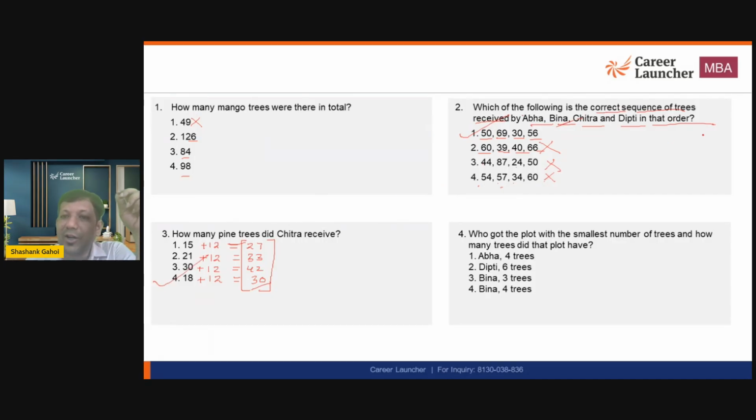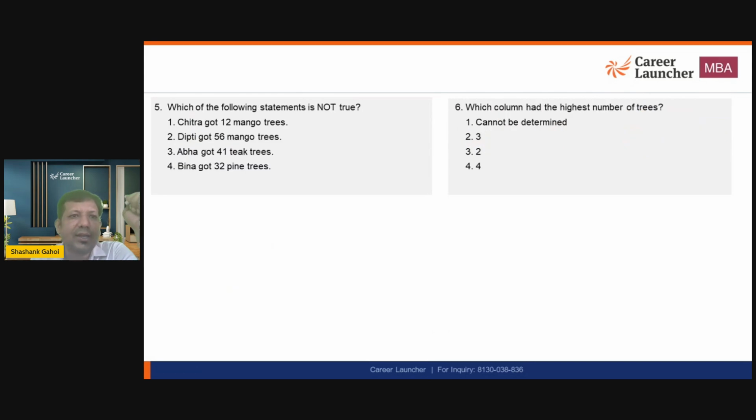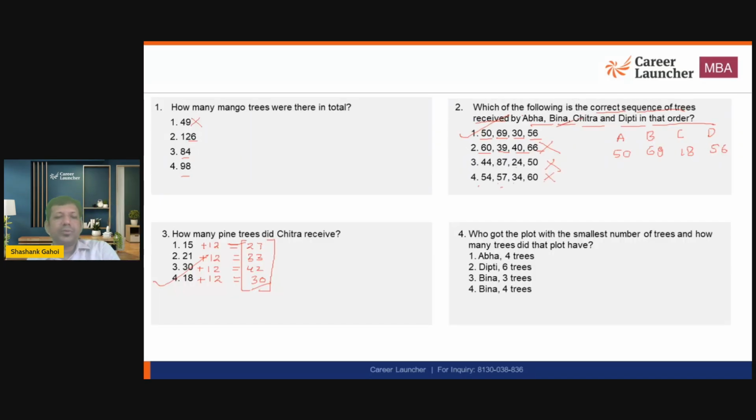It means I got the arrangement. Abha got 50 trees. Beena got 69 trees. Chitra got 18 trees. And Deepti got 56 trees. So basically 2 answers are clear. Which of the following statements is not true? Let me come to that. Which column had the highest number of trees? So basically now this is what we need to deal with.